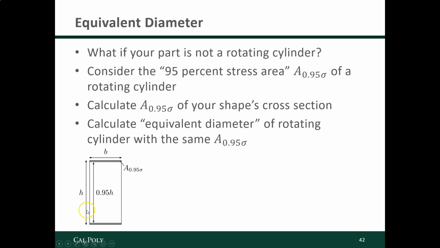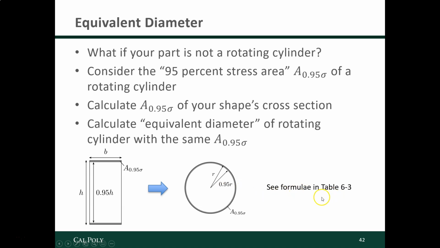We're going to take our rectangular cross-section, which has this as its 95% stress area, and we're going to convert it into a rotating cylinder, which has this as its 95% stress area. And we're going to find the radius of that. We're going to take a rotating cylinder with the same 95% stress area. We're going to use the radius or the diameter of that in order to calculate the size factor. And there's formulas for that. We've got formulas for different kinds of non-rotating cross-sections, how to calculate the equivalent diameter that we're interested in.